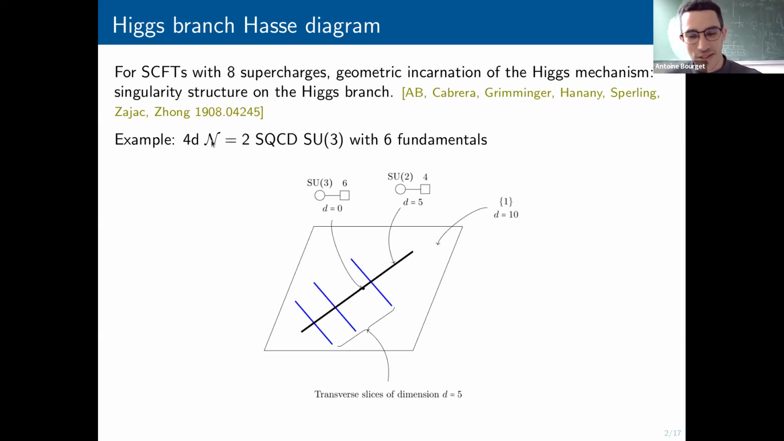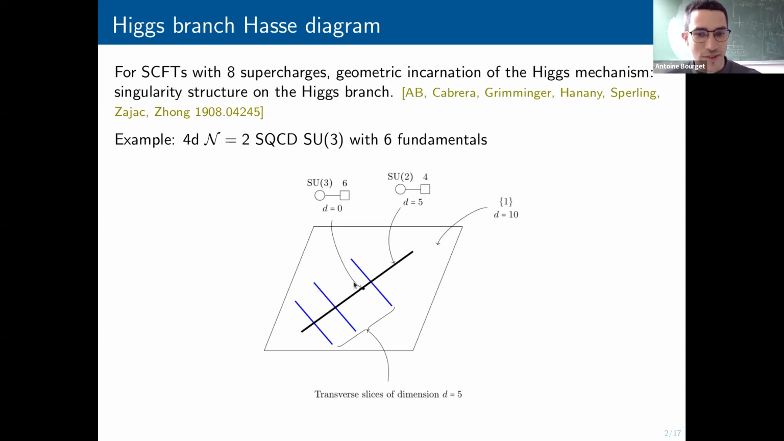So for instance, just to remind you, if you take SQCD, so for instance here SU3 with 6 fundamentals, well, this is a theory which has a Higgs branch, which has 10 quaternionic dimensions, and it is stratified as follows. So there is at the origin, when the hypermultiplets have 0 VEV, then the gauge group is not broken. So this is where you have the SU3 theory, and that's only at a point.